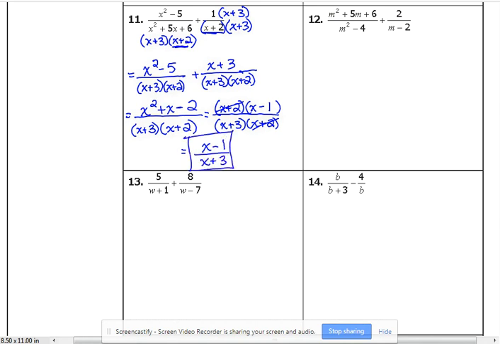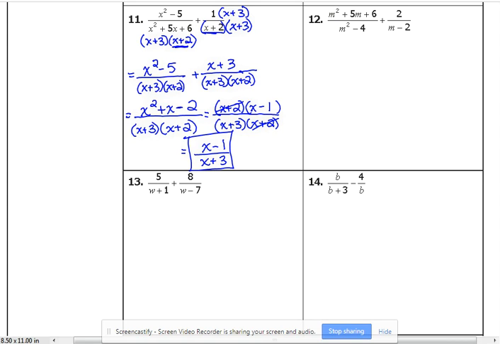Do not get factor happy or cancel happy and cancel those x's. You can't do it. If you glean nothing else from the whole rational expression things, if all you remember is you can't cancel those x's right here because they're pluses and minuses, I will be a happy math teacher. Okay, I'll be happier if you remember everything, but if you remember that much, I'll be a happy math teacher.